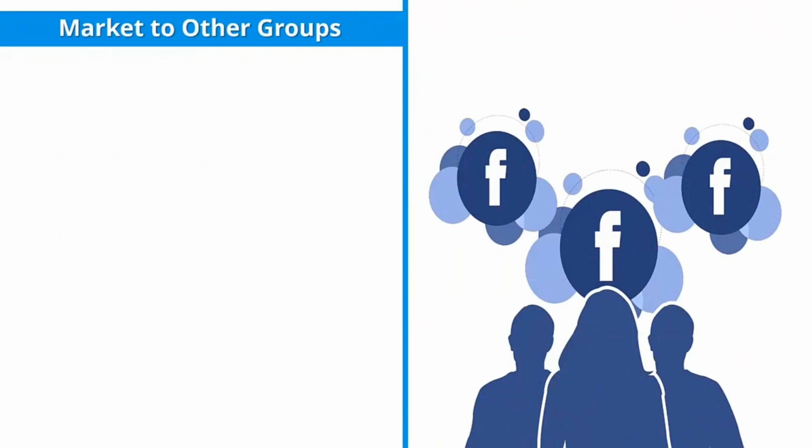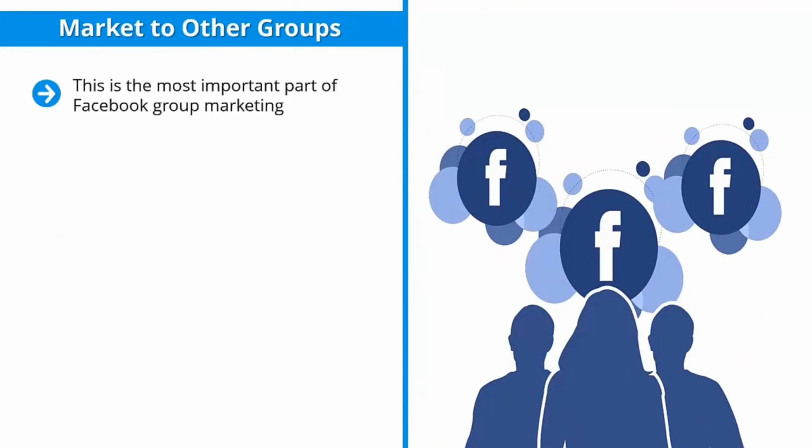Market to other groups. This is the most important part of Facebook group marketing, because if you were to just build your own group as a supplemental source of traffic for your page, you're probably not going to grow all that much. You have to go to other groups which have already done a good job attracting the eyeballs that you want to attract.